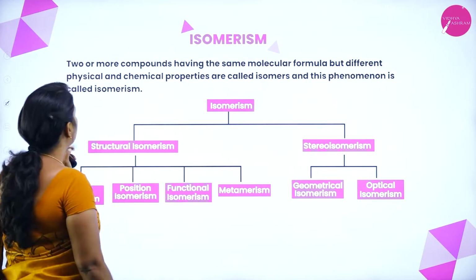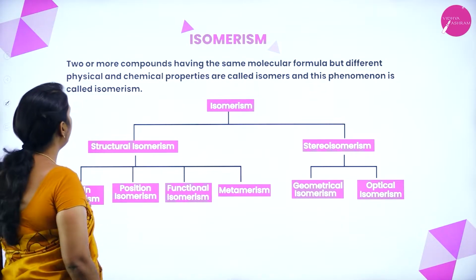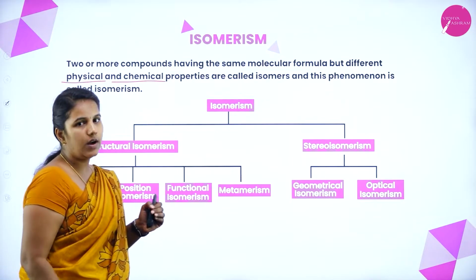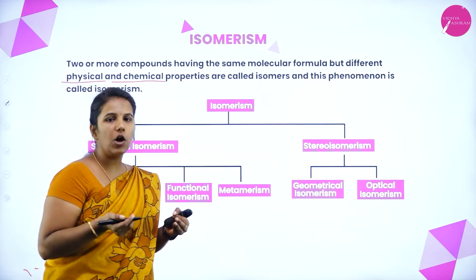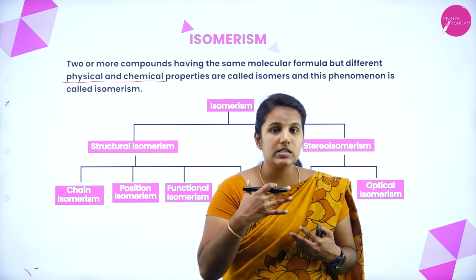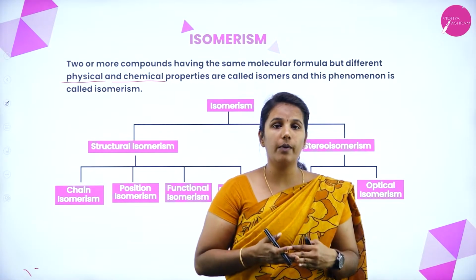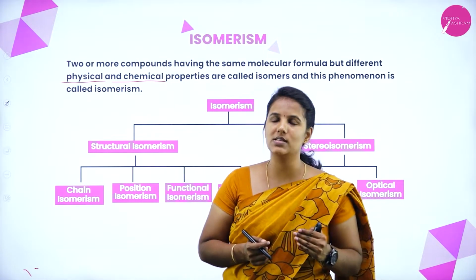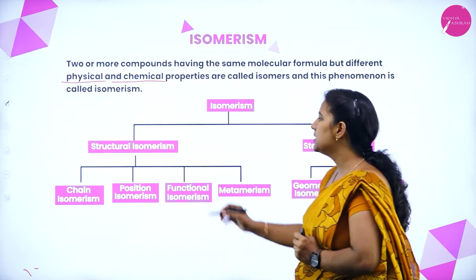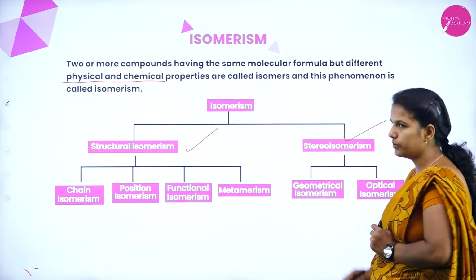Two or more compounds having the same molecular formula but different physical and chemical properties are called as what? Isomers. Whatever the compound you take, it will have the same molecular formula, but it is physically as well as chemically different. Those compounds we call as what? Isomers. And these isomers are broadly classified into two types. One is structural isomerism and the second one is stereoisomerism.